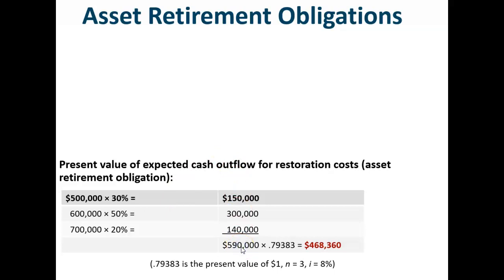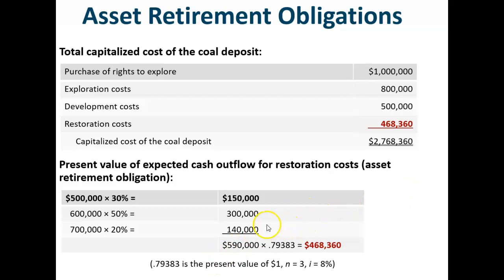Then find the present value of the expected cash outflows. The illustration tells us that the company will pay the restoration costs in 3 years. So, calculating the present value, N equals 3. The illustration also tells us that the company's credit-adjusted risk-free interest rate is 8%. So I equals 8%. Therefore, the present value of the $590,000 expected cash outflow for restoration costs is $468,360, and that is the amount capitalized to the cost of the coal deposit for restoration costs. And that is also the initial amount in the asset retirement liability account.